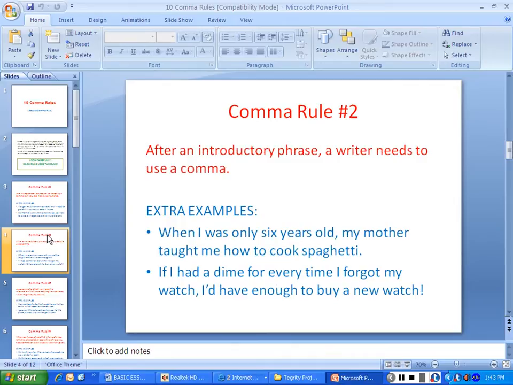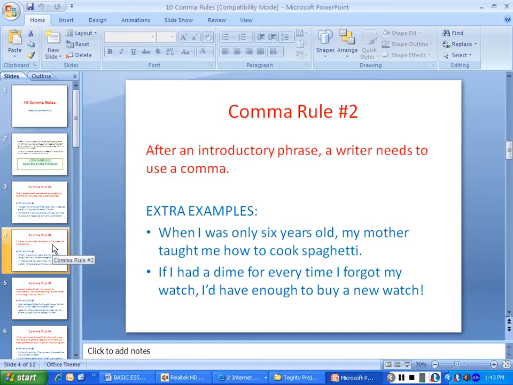Comma rule number 2. After an introductory phrase, a writer needs to use a comma. An introductory phrase is also called a subordinate or dependent clause that we attach to an independent clause. The independent clause here is a writer needs to use a comma. The phrase that we attach to it has the connecting word at the beginning, after, which promises that something else is going to be connected to that phrase. We connect it with a comma. After an introductory phrase, a writer needs to use a comma.